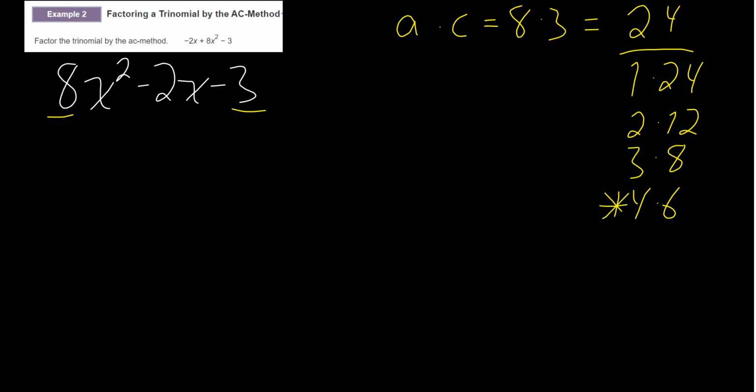So let's rewrite the problem. 8x squared, and again, it doesn't matter what goes first or second, but I'm going to put a minus 6x and a positive 4x and then minus 3. And then I'm going to do factor by grouping.